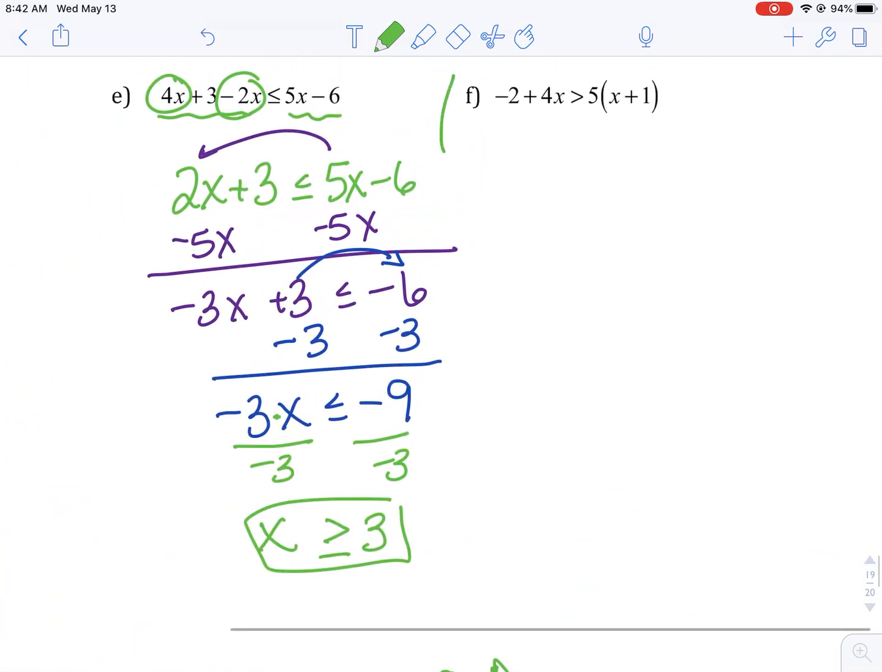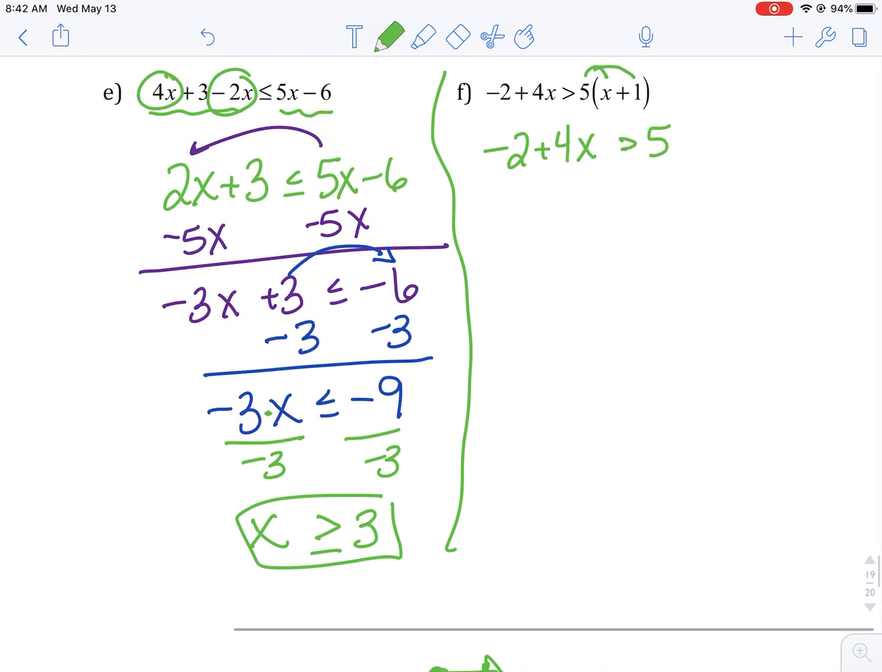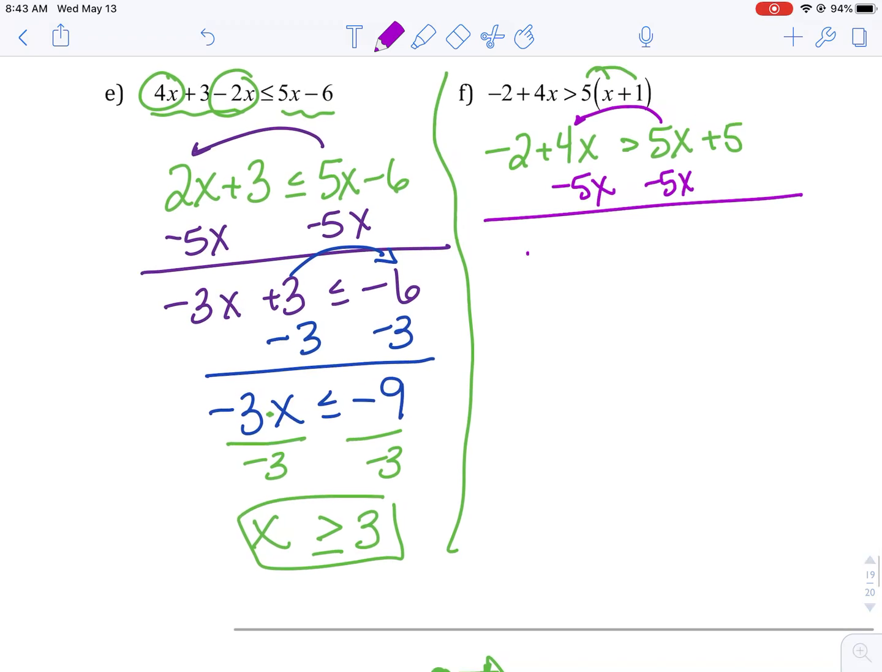All right, last one for today. I've got some parentheses, so my first step is to distribute. So I get -2 plus 4x is greater than 5x plus 5. So I've got to do the distributing part. I don't have any like terms because I just have a -2 and a 4x, and then a 5x and a 5. So I want to get the variables on one side. So I want to move that 5x to the left. So -5x, -5x, which gives me -2 in front.